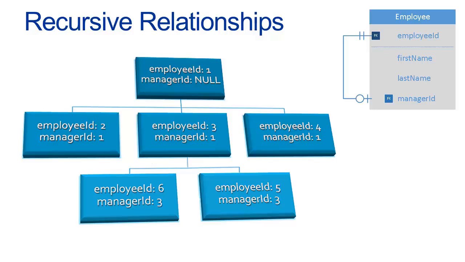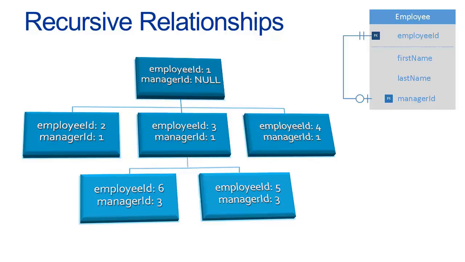At the top of our hierarchy, we have employee ID number 1. And for this employee ID, the value of manager ID is null. And what this tells us is that employee ID number 1 has no manager. So we might imagine that employee ID number 1 is the CEO of the company, for example.